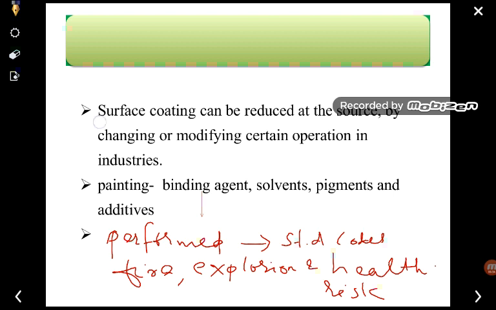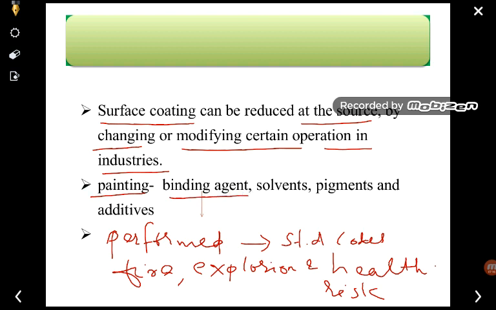And normally surface coating hazards can be reduced at the source by changing or modifying certain operations in the industries. तो इंडस्ट्री में हम क्या कर सकते हैं कि जहाँ कहीं ये केमिकल जो कि हैज़ार्डियस है, इसे न यूटिलाइज करके उसके ऑल्टरनेटिव दूसरा कोई सोर्स यूटिलाइज करना या दूसरा केमिकल यूज़ करना चाहिए, which is less hazardous or non-hazardous as compared to the other one. Next, पेंटिंग करते समय paints और enamels normally consist of a binding agent, solvents, pigments and additives. So today we are going to see that painting itself contains a large amount of hazardous chemicals. How?